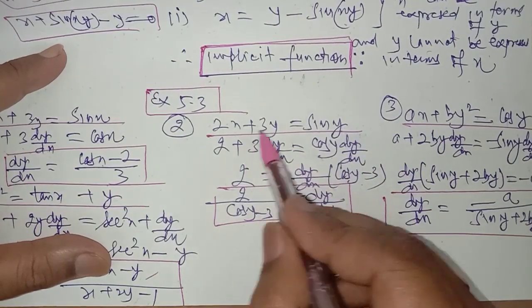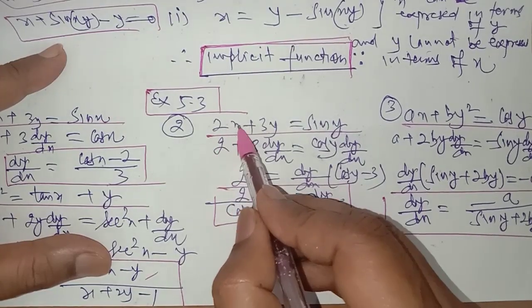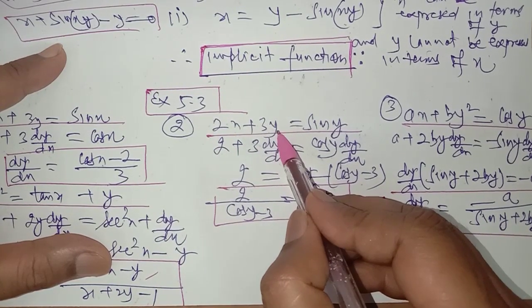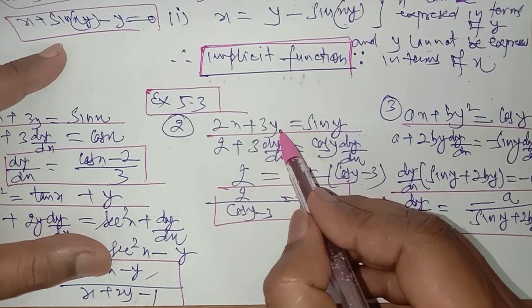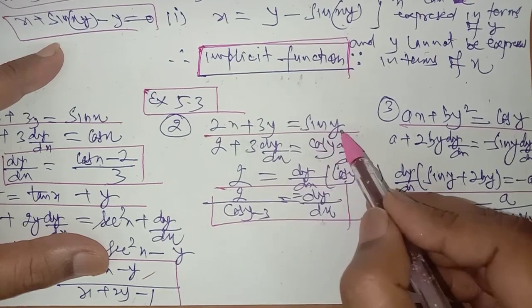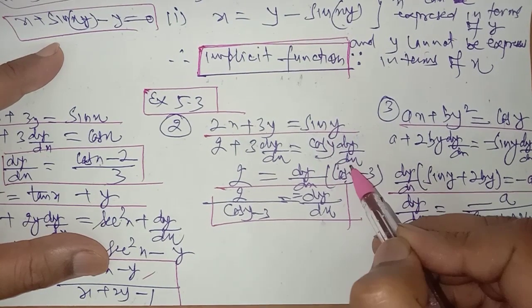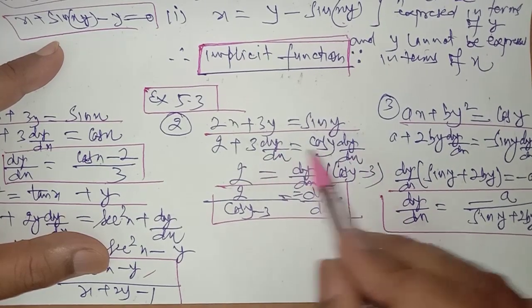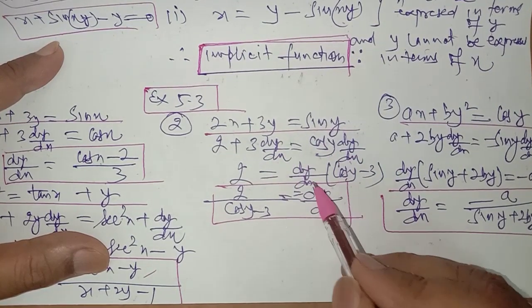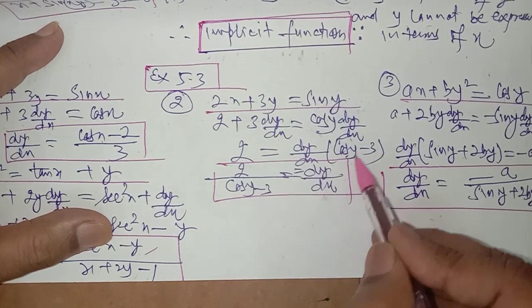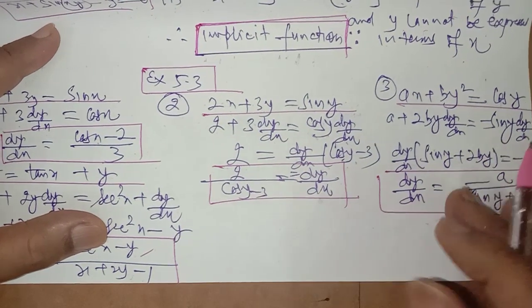Similarly here, 2x plus 3y is equal to sin y. The derivative of 2x is 2, the derivative of 3y is 3 dy/dx, because we have differentiated y with respect to x. So whenever you are differentiating y, you have to multiply with dy/dx. The derivative of sin y will be cos y, and you have to multiply with dy/dx. So we are getting 2 on the other side. So take dy/dx to the same side and take dy/dx common: (cos y minus 3). So dy/dx will be equal to 2 upon (cos y minus 3).